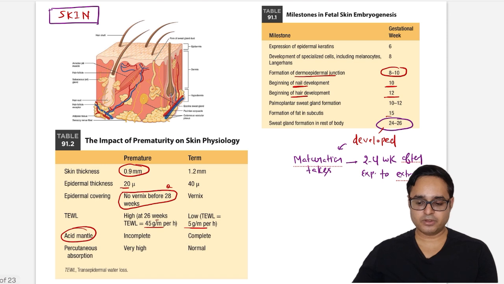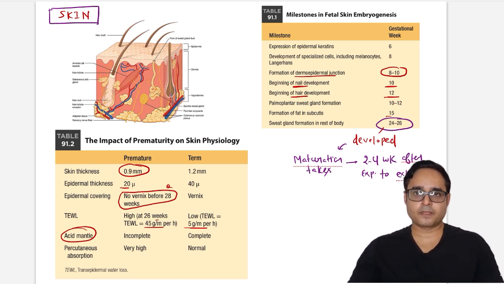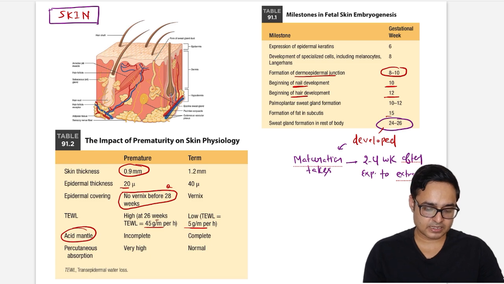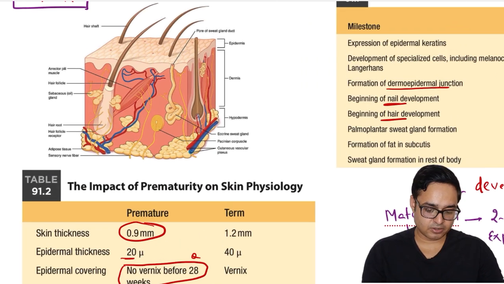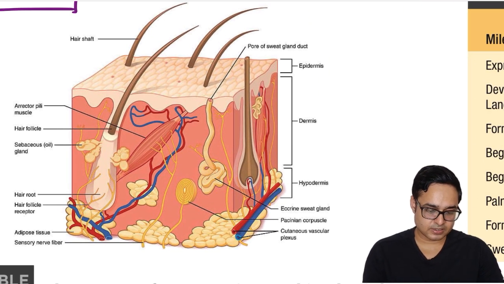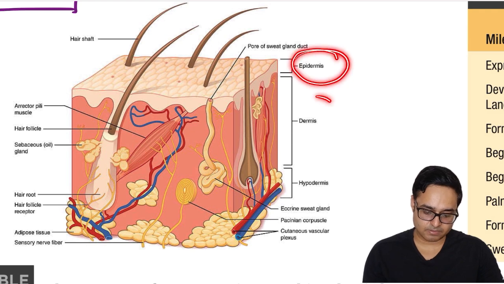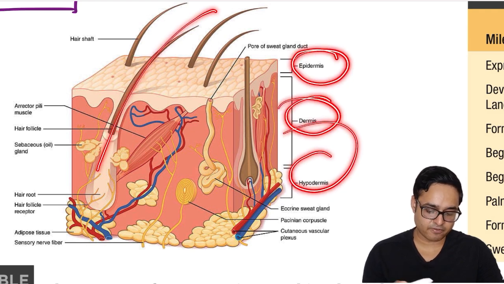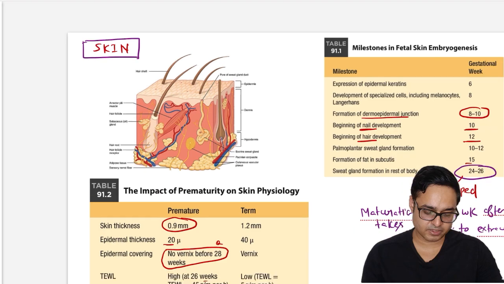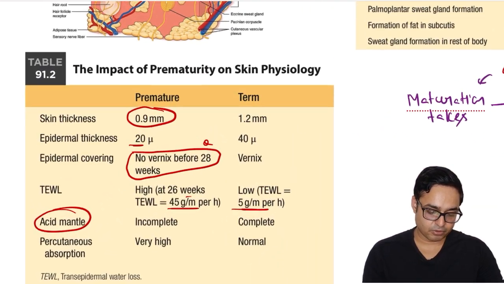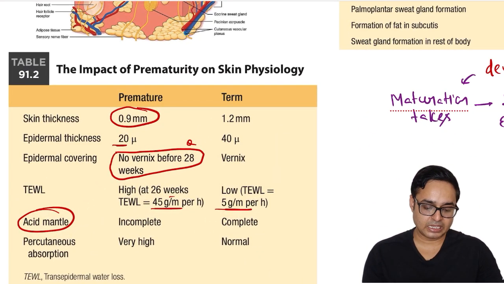Okay, now we'll see some slides on dermatology of a newborn. In this, we have discussed this. This is your skin structure. This is epidermis, this is dermis, hypodermis, hair shaft. We are all well versed with it. We have to see what the prematurity effect on skin physiology is.